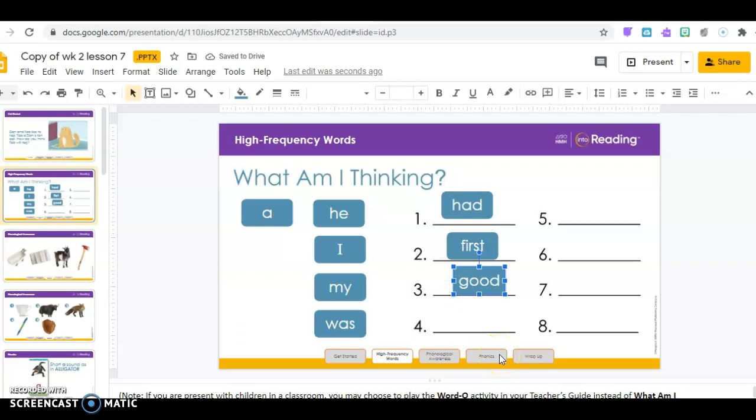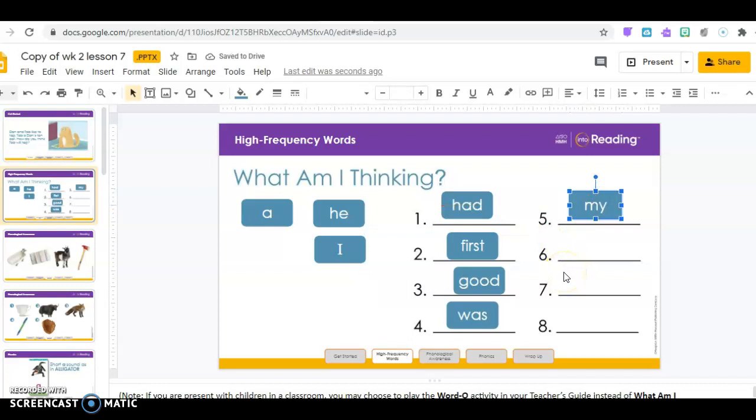I'm thinking of a word that has 3 letters. It ends with the sound Z. This word rhymes with buzz. Good, was is the correct word. Now I'm thinking of a word that has 2 letters. It starts with the letter M. This word rhymes with Y. My is correct.